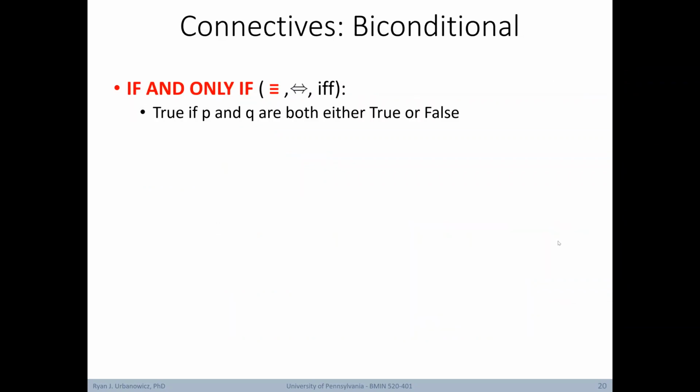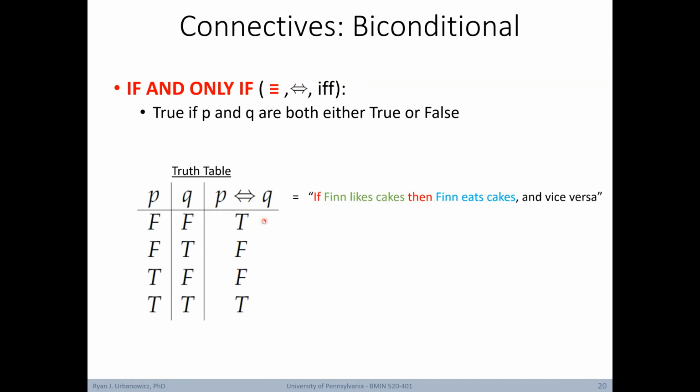Lastly, let's look at the biconditional connective. Again, this means if and only if, and is represented by this symbol. The biconditional is true if P and Q are both either true or false at the same time. Here's the truth table. Notice that P biconditional Q is only true if P and Q are both false, and only when they're both true, but not when they're different. You can think of this statement as if Finn likes cakes, then Finn eats cakes, and vice versa. You can also think of this as an implication that goes both ways.